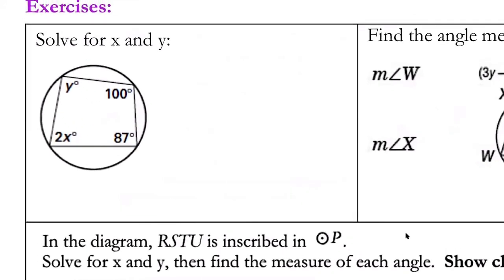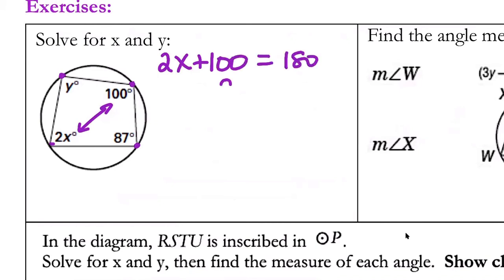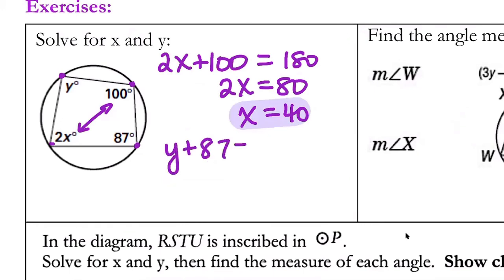You can just say, all right, since that's an inscribed quadrilateral, a four-sided polygon where all the vertices are on the circle, that means 2x and 100 have to add to 180, or 2x has to be 80. If you want to go straight to that step, you can. And then x is 40. And then even easier, y plus 87 has to equal 180. That'll make y equal to 93.